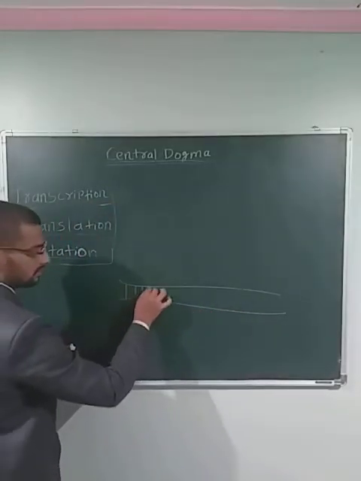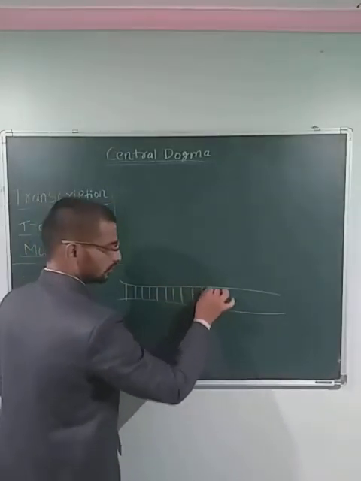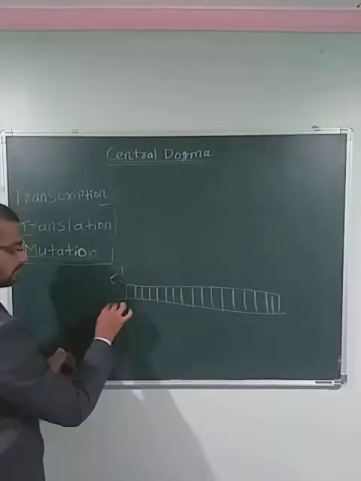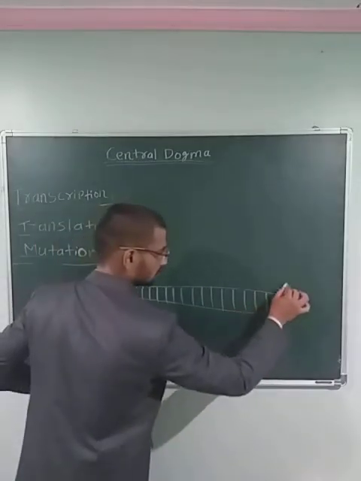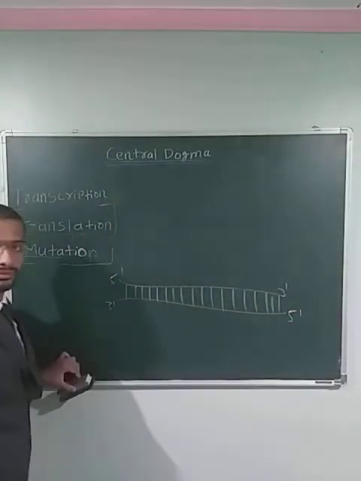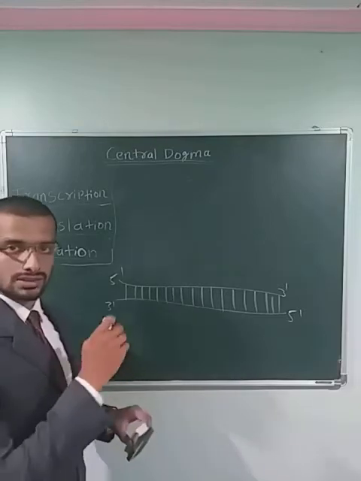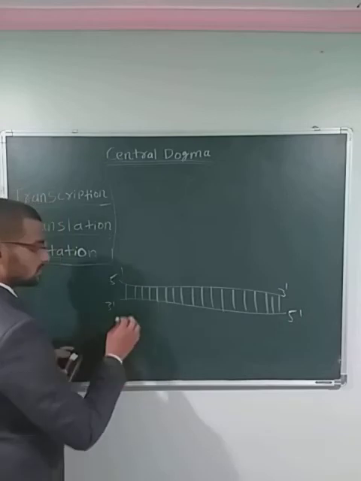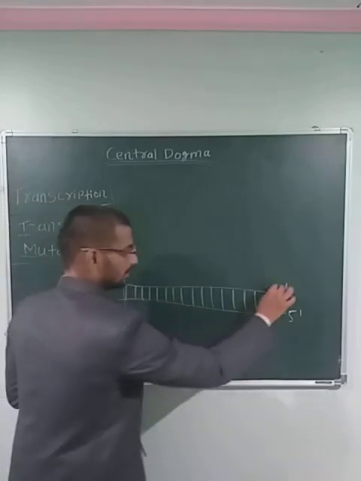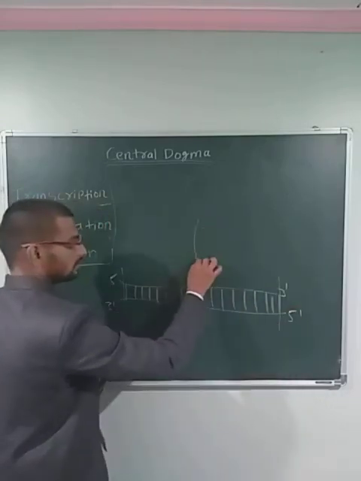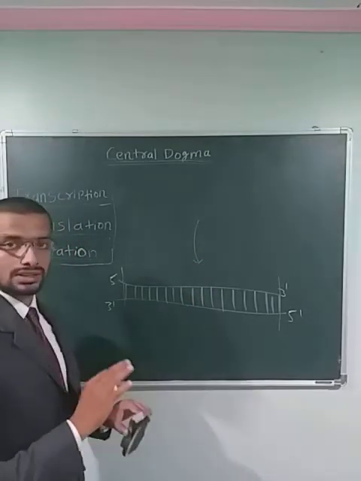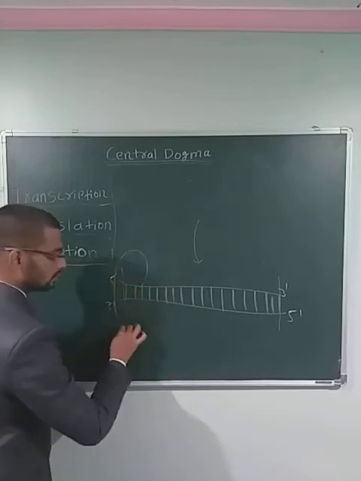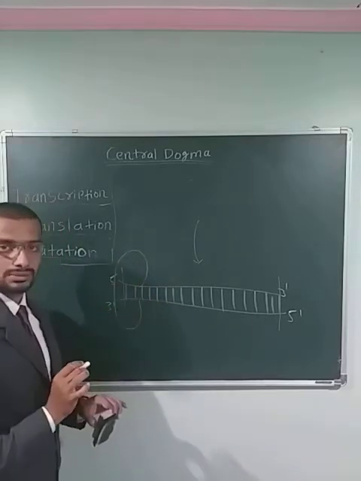DNA, which contains its nucleotide bases with 5' and 3'. What are the 5' and 3'? We have already discussed it in a previous class. In the next video, I will go into that in detail. So suppose this gene segment has received a message for its protein synthesis. Now this DNA undergoes a process called transcription.